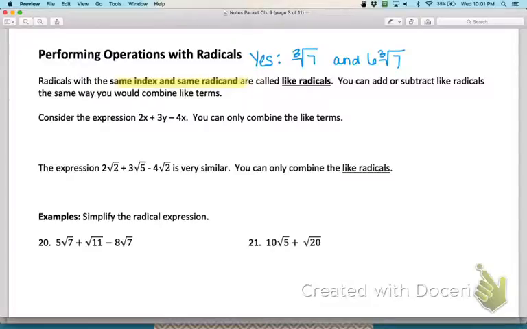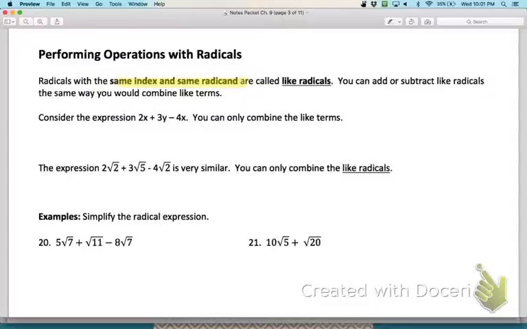The coefficients don't matter. This could be 2 instead of 1. The 2 and the 6 can be different, but the point is that I have cube root of 7 and cube root of 7. So an example that would not be like radicals would be the cube root of 7 and the square root of 7. They both have 7s, but one's a cube root and one is a square root. Remember, we don't usually write that 2 there, but that might help you to see it. The cube root of 5 and the cube root of 6 would not be like radicals because they don't have the same number underneath, the radicand. So you'll want to be on the lookout for those.